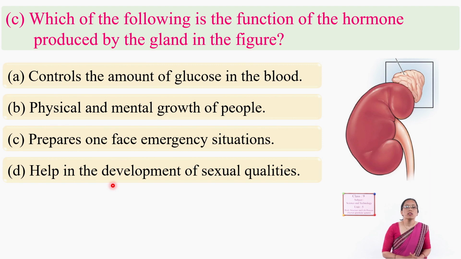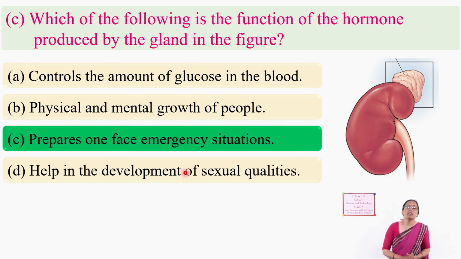And the last question: which of the following is the function of the hormone produced by the gland shown in the figure? Which gland is shown here? Yes, this is the adrenal gland. And what is the function of the adrenal gland? Choose from these: control the amount of glucose in the blood; physical and mental growth of people; prepare one to face emergency situations; help in the development of sexual qualities. Which one is the correct option? Okay, it is to prepare one for facing emergency situations.